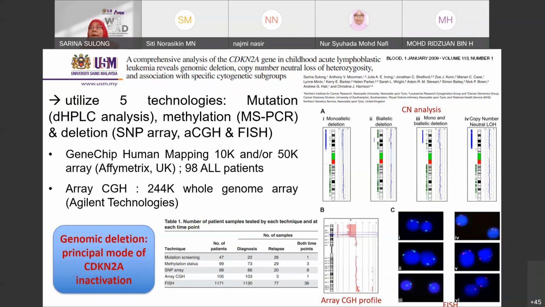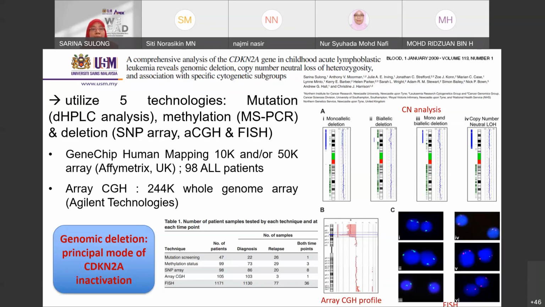So this slide shows some of my PhD findings and also from the collaborators. In the year of this publication, we were the first group that utilized 5 technologies to study the status of the CDKN2A or P16 gene in childhood acute lymphoblastic leukemia patients. We used DHPLC analysis for mutation screening, methylation specific PCR for methylation status, and also SNP array, array CGH and FISH for deletion status.